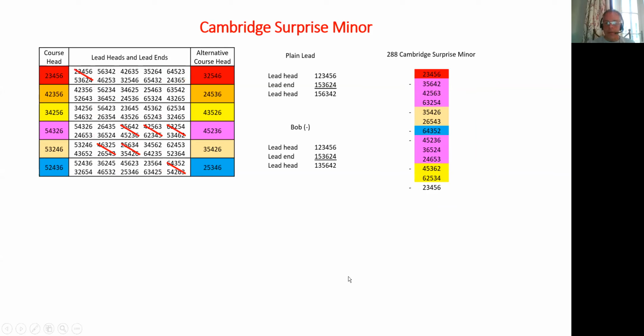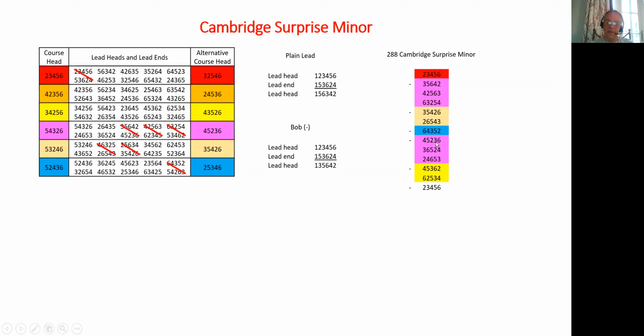Just wanted to have a quick look, as we did with Plain Bob Minor, at how you would work out that a touch was false. So this particular touch over here, again, I've done the same thing with color coding each of the leads according to which course it actually relates to. But when we go through and mark these off to show which ones we've rung, you'll see that 35642, 42563, 63254, these are from the pink course, so these are the ones that all got this red strike through over here on the table on the left.